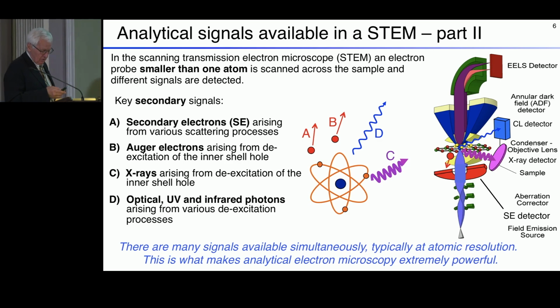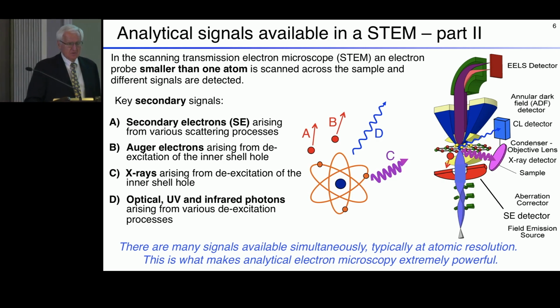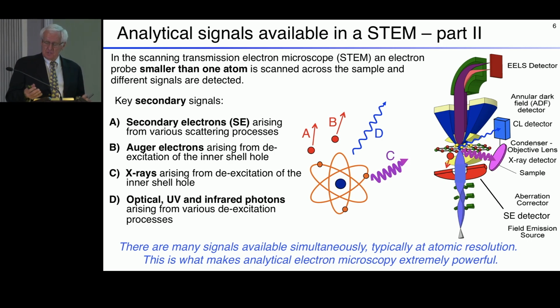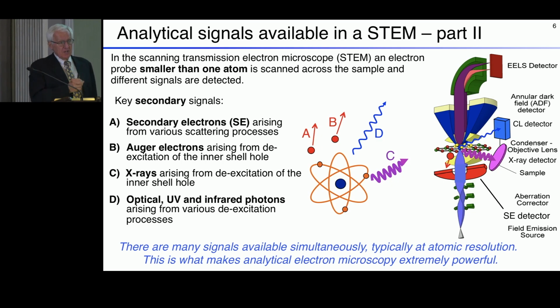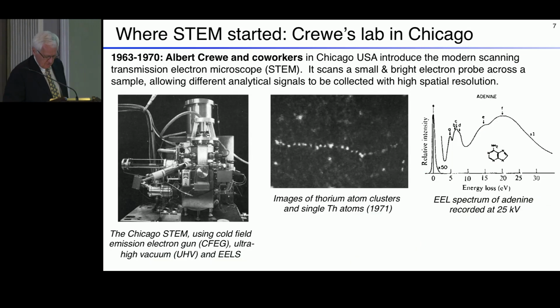And the whole sum of it is there are many signals, and they are all available simultaneously at atomic resolution if your probe is small enough. And this is what makes electron microscopy extremely powerful. And it's also radiation damage efficient, in the sense that you do one scan of your sample and all of these signals come out at the same time. You don't need to do a separate exposure for every signal.